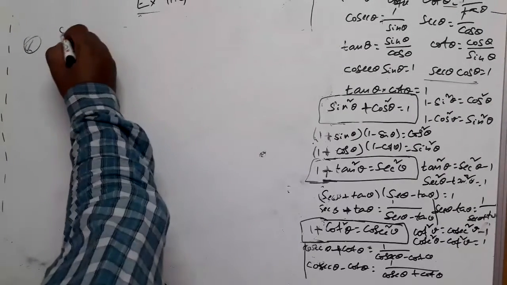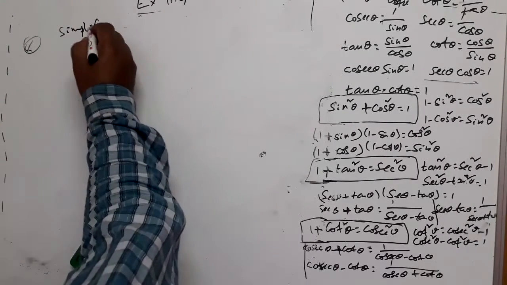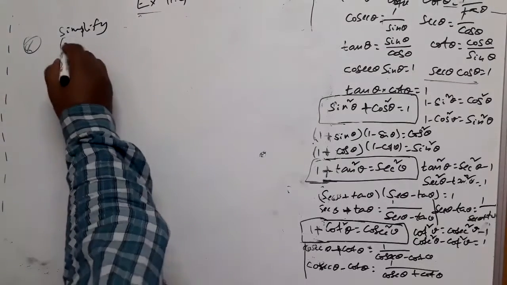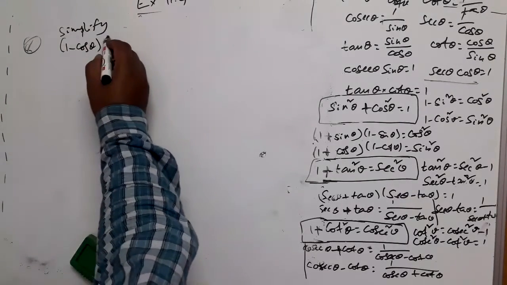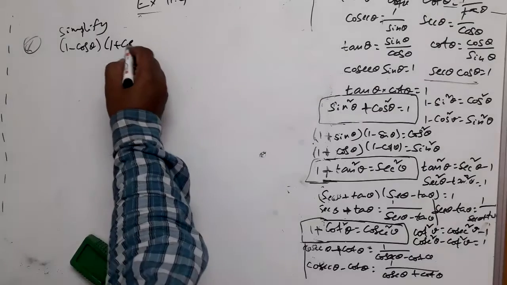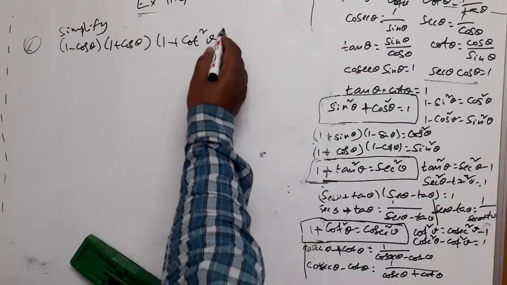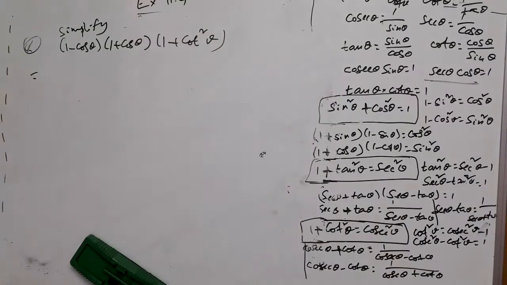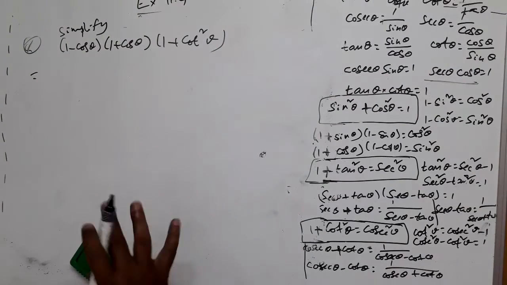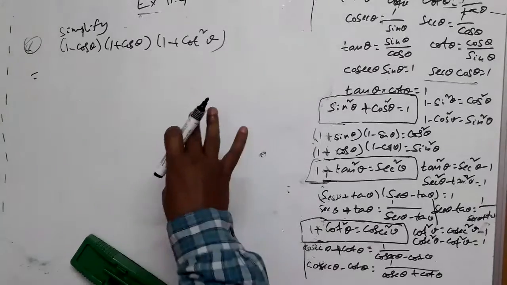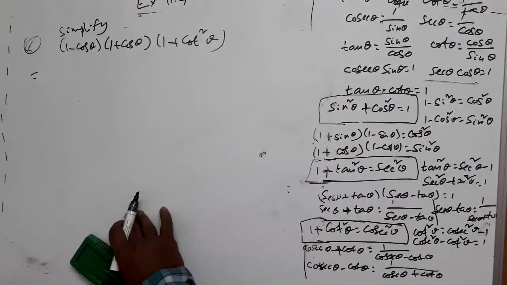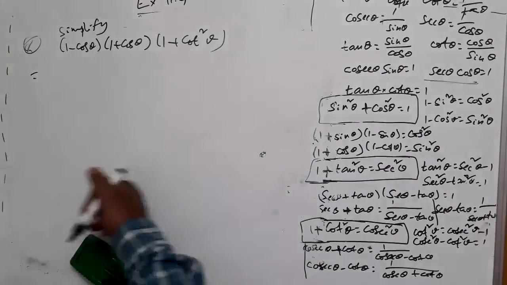Simplify: 1 minus cos theta multiplied by 1 plus cos theta multiplied by 1 plus cot square theta. Of course, if it is giving you a finite fixed number, you can give the number directly also. We know you can substitute.